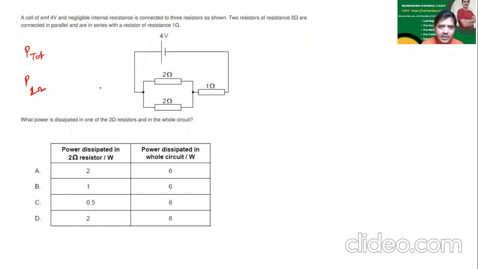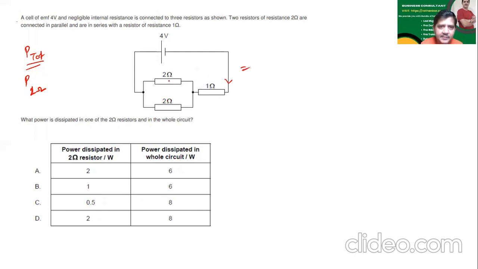Now we know that this is a parallel circuit, and then this is connected in series. So as a result, it's a hybrid circuit. We now need to find out the power here. Now, how do we find the power? I want to find P total here. So power dissipated in the 2 ohm resistor is given like this. Power dissipated in the whole circuit is given like this. So if you want to find the whole circuit, let us simplify the circuit.